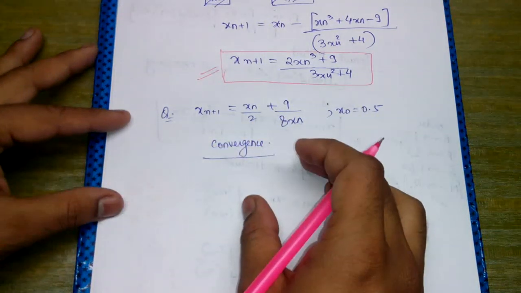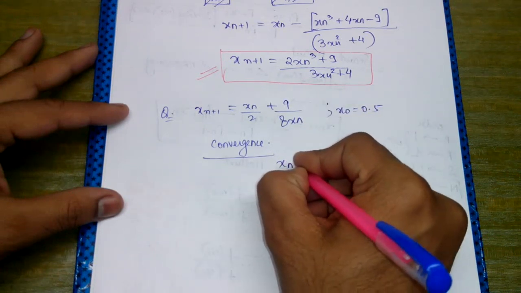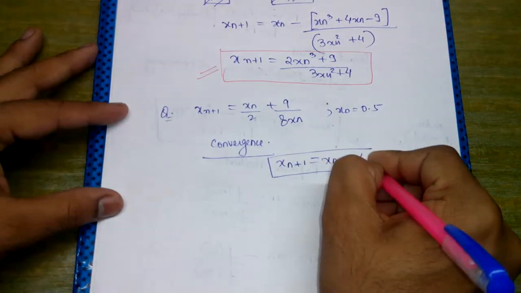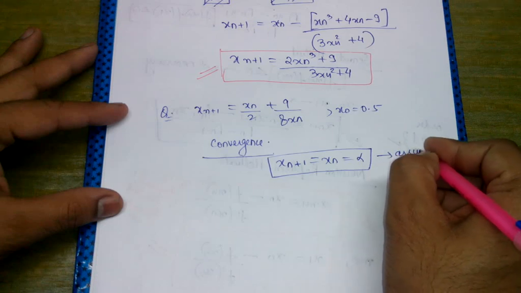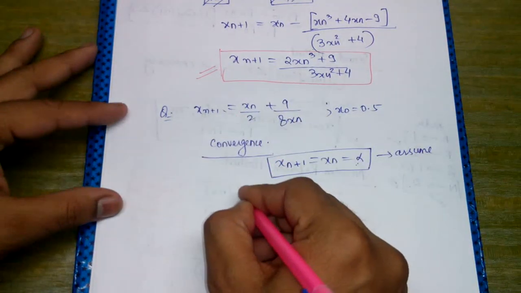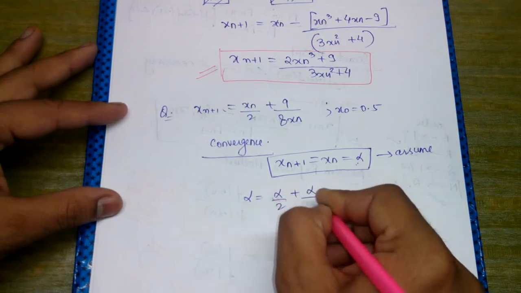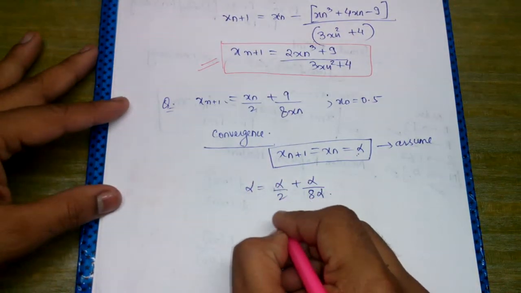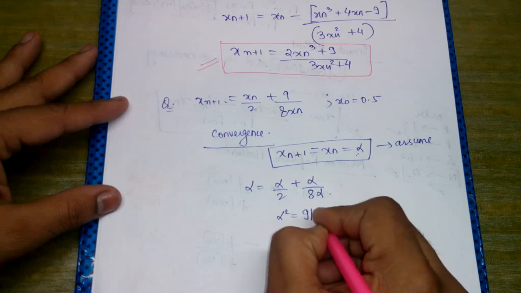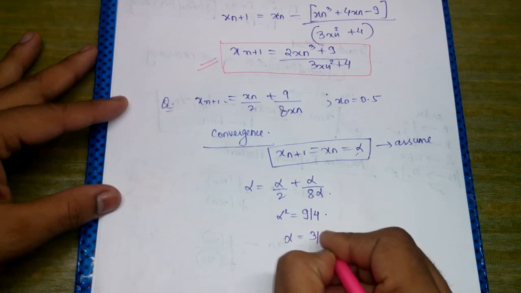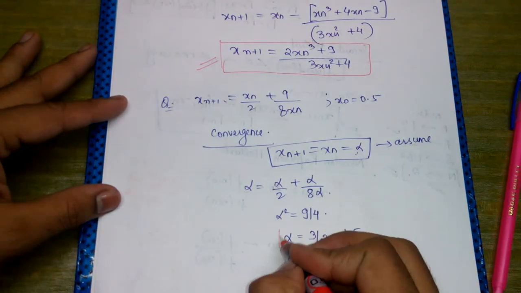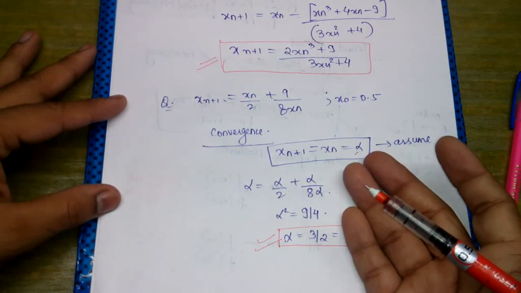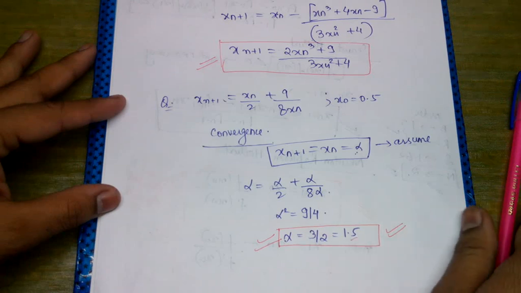Okay, so in order to find out the convergence, what we will do is, we will keep x of n plus 1 is equal to x of n, which is equal to alpha. We will assume it. Okay, now we will keep these values in this equation, that is alpha is equal to alpha upon 2 plus 9 upon 8 alpha. Now we will solve this equation for alpha such that alpha square will be obtained here, 9 by 4, so alpha is coming out to be 3 by 2, that is 1.5, and alpha is nothing but it is the convergence, or it is the value that the series will converge to. ठीक है, तो सीरीज हमारी कन्वर्ज हो जाएगी कितने पर, 1.5 पे.